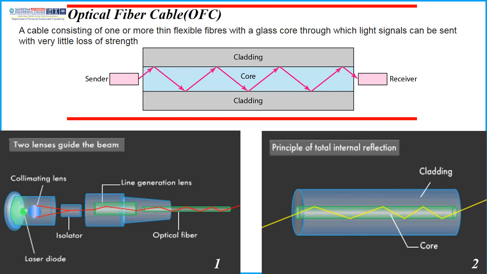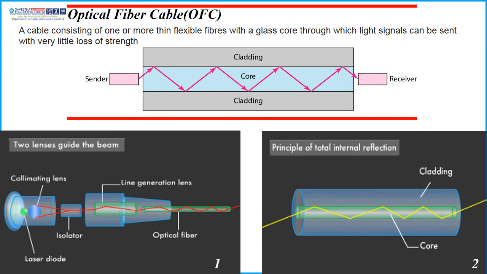Optical fiber cable or fiber optic cable is a cable consisting of one or more thin flexible fibers with a glass core through which a light signal, normally a laser light signal, can be sent with very little loss of strength. A set of data in the form of bits is converted into light signals, and sent as a laser beam from the sender side to the receiver side.